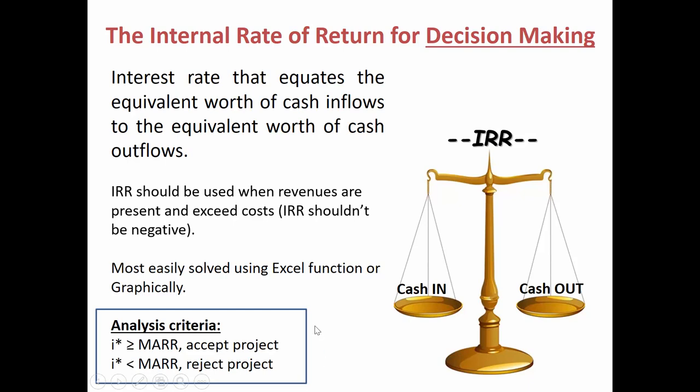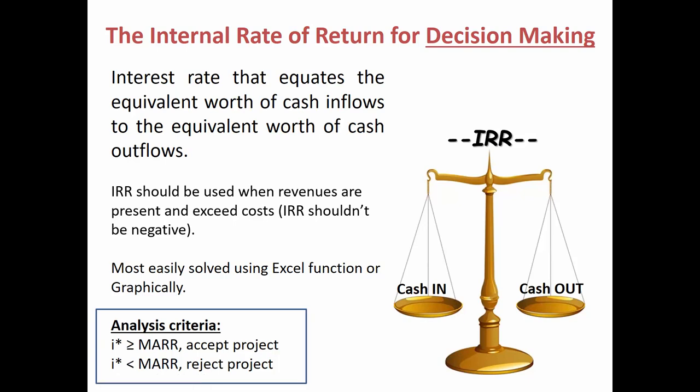Remember I said that when you're working on a homework problem or doing an exam, you need to not only say what's the right answer, but you need to establish how you made that decision. What was the decision criteria that told you whether something was a yes or a no? And when it comes to your internal rate of return, often abbreviated I star, if it's above the MAR, meaning a minimum acceptable rate of return, then you accept the project and it moves forward, potentially. This can often be used as an initial screening tool.